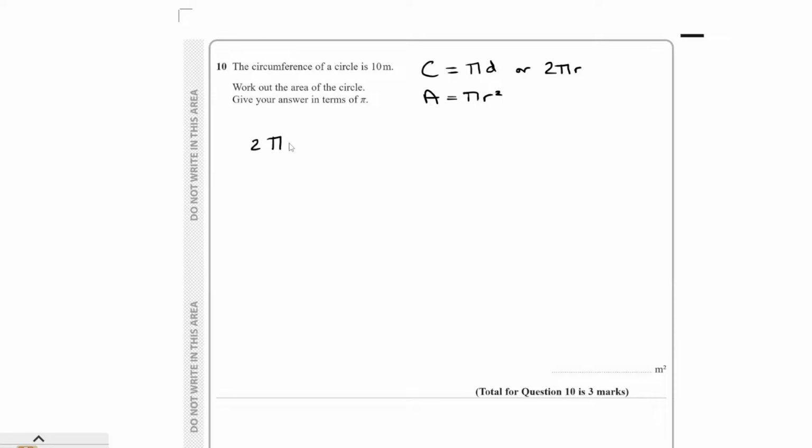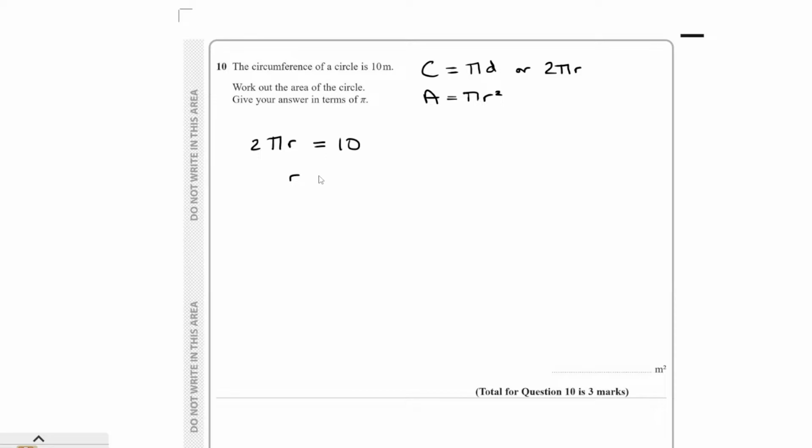But you can use both, it doesn't really matter. So 2 pi r is equal, create an equation, is equal to 10. Now, in order to work out the area, I need to know the radius, don't I? Or at least an expression for the radius. So that's what I'm going to do. I'm going to solve this equation to get r as the subject.